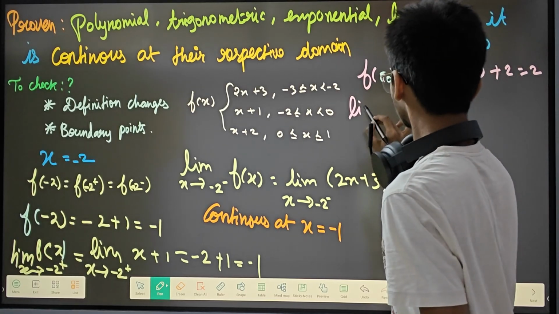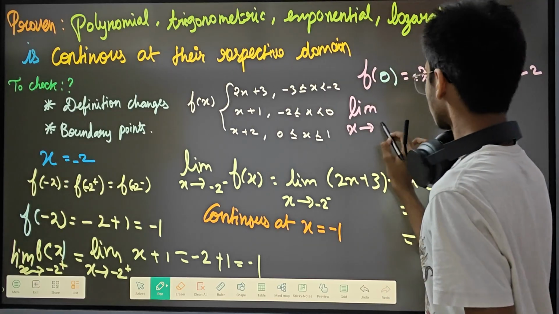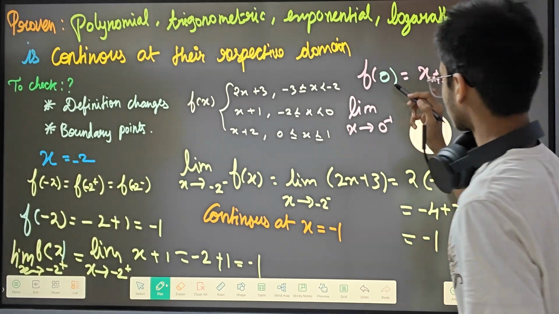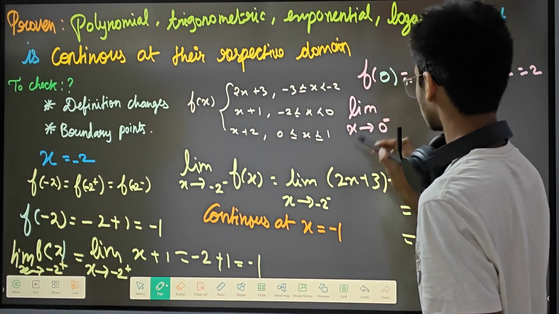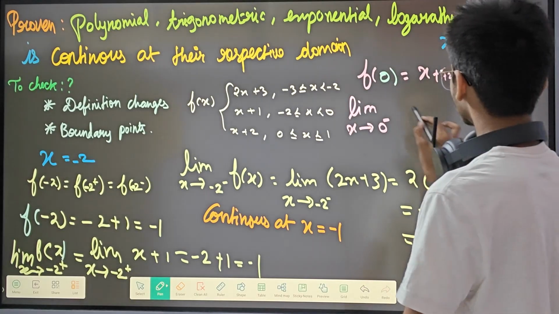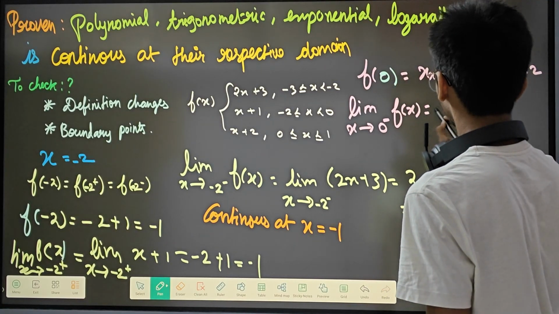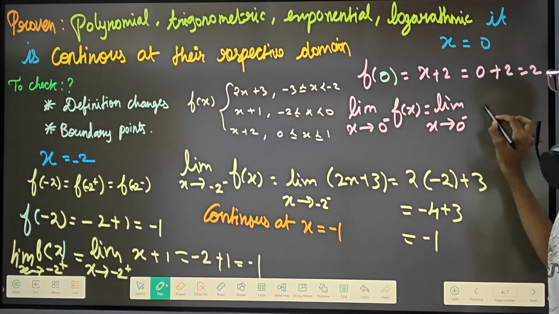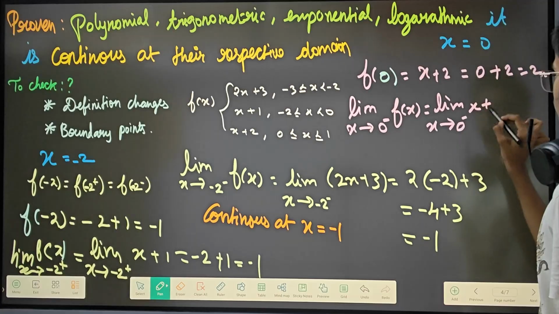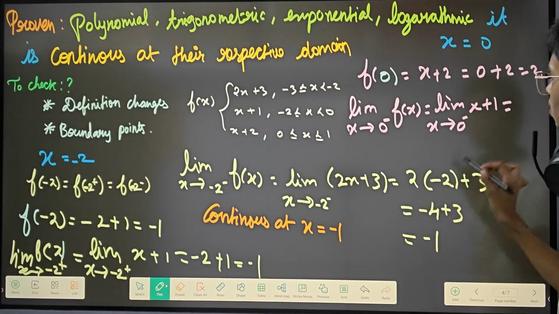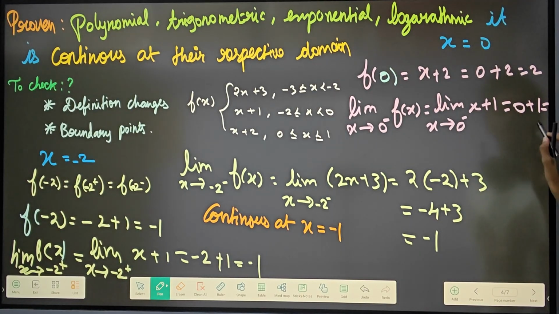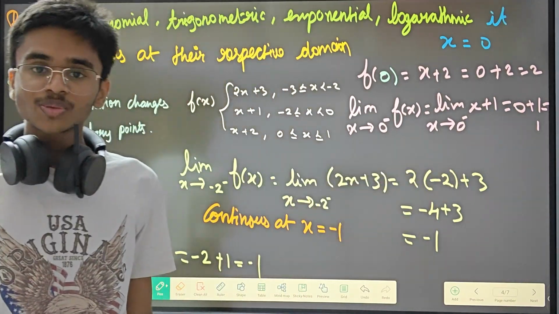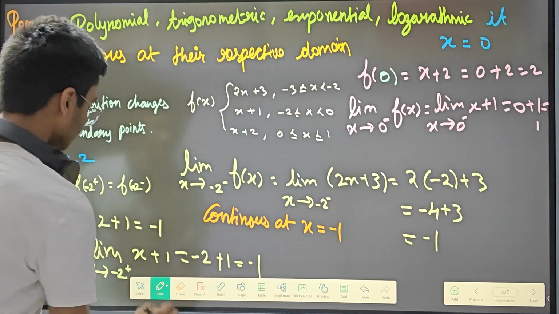Then next is limit x tends to 0 plus, where x should be greater than 0. No, we will take 0 minus first. So f of x, which is limit x tends to 0 minus, is x plus 1. Put 0 in place of x, so it will be 0 plus 1, which is equal to 1. See, here it changes: here it is 2, here it is 1. That means it is discontinuous at x is equal to 0.